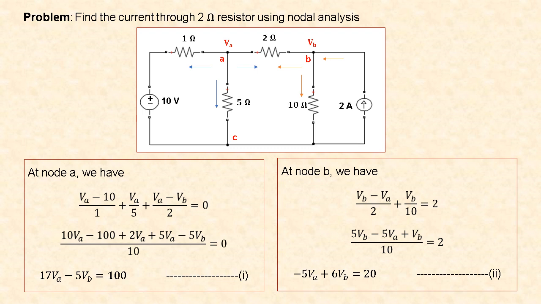So applying KCL, we have (VB minus VA) by 2 plus VB by 10 is equal to the entering current, 2 amps. Now taking 10 as the LCM, (5 VB minus 5 VA plus VB) divided by 10 is equal to 2. Simplifying, we have minus 5 VA plus 6 VB is equal to 20. Let us consider this as the second equation.